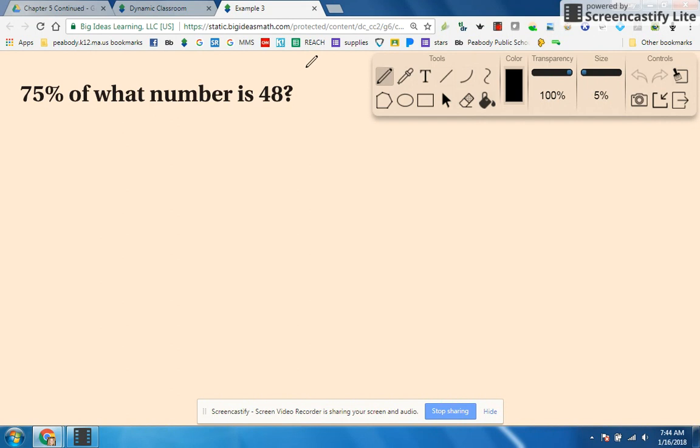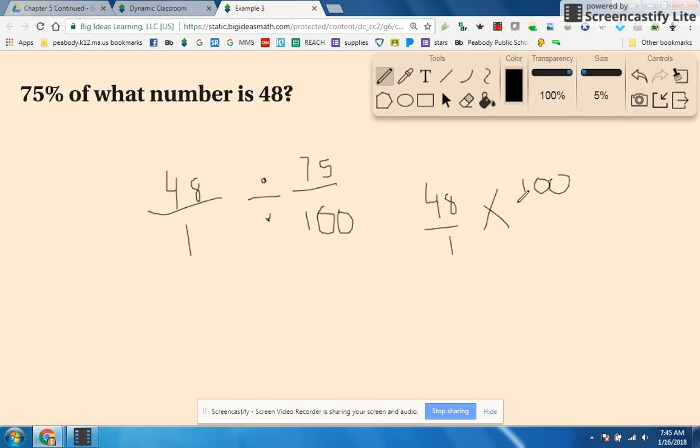So they're saying, what was the original number where you would take 75% off and get 48 for an answer? So this is one where you do it backwards. You take the whole number first, write that as a fraction, and then you want to divide that by the percent written as a fraction. And then this is the division. So you want to remember with division with fractions, you need to do keep, change, and then flip. Okay? And then you can solve it.